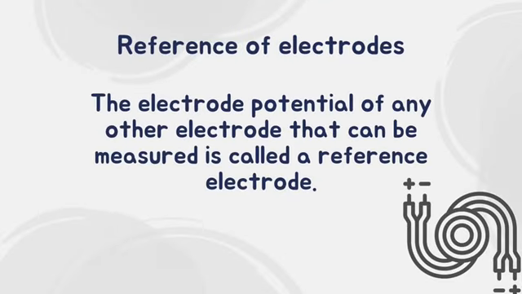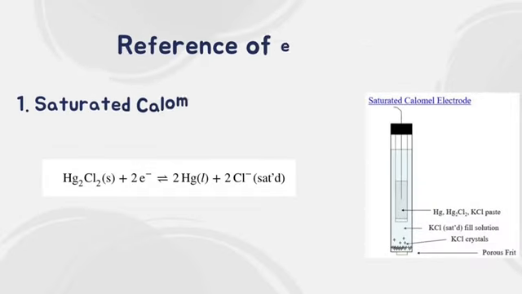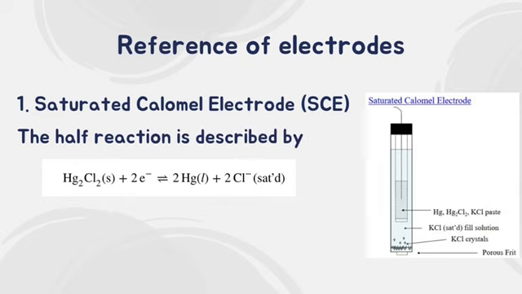What is the reference electrode? An electrode whose potential is known and is used to measure the electrode potential of any other electrode is called a reference electrode. Why do we need a reference electrode, in your opinion? A reference electrode is needed to find the electrode potential of any other electrode, as the potential of the reference electrode is known. The first type of the reference electrode is the SCE, meaning saturated calomel electrode.